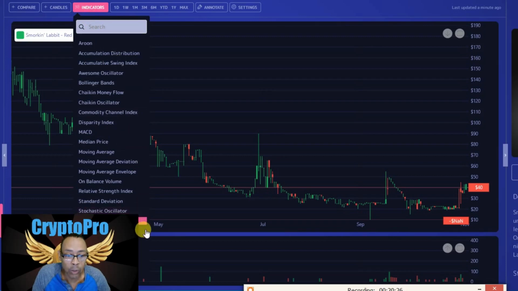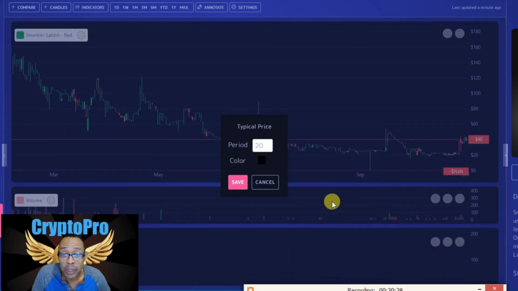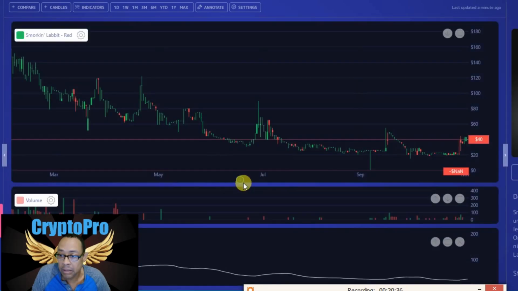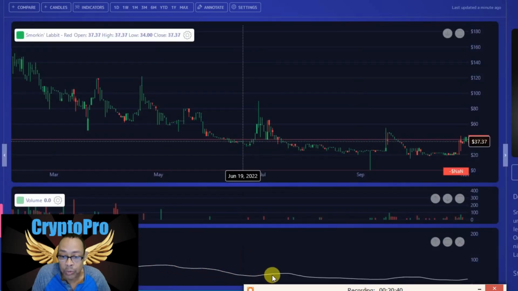Now, there's one more on here. I'll pull this up. And it's the Williams %R, I think. And let's make it a nice bright color so we can see it. We'll make it white. Here we go. And this is not telling us much. It's a pretty flat, smooth line.